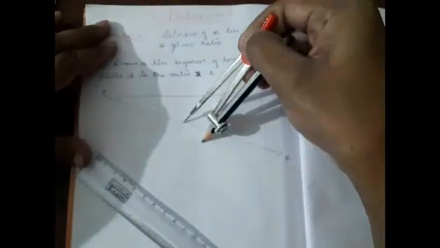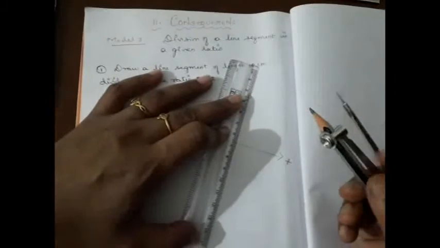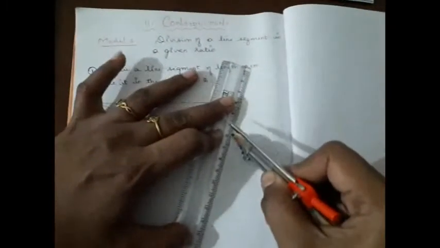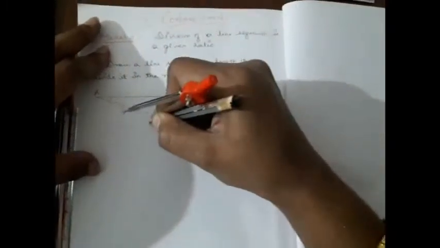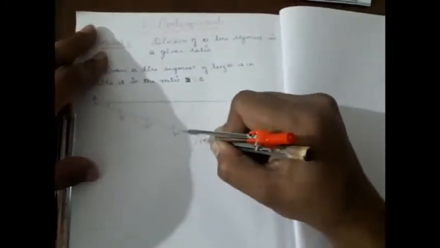So I have taken a convenient radius in the compass and placed it at point A and made 5 arcs. 1, 2, 3, 4 and 5. Now you have to join the last end point with B. Next step is you have to draw a parallel line. If you want, you can name these points A1, A2, A3, A4 and A5.